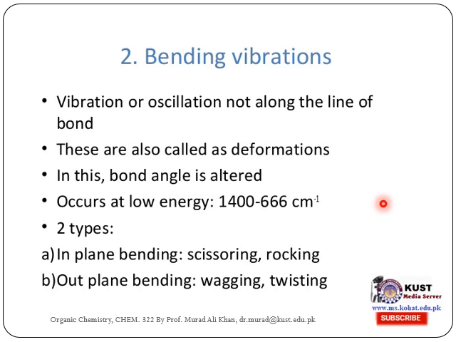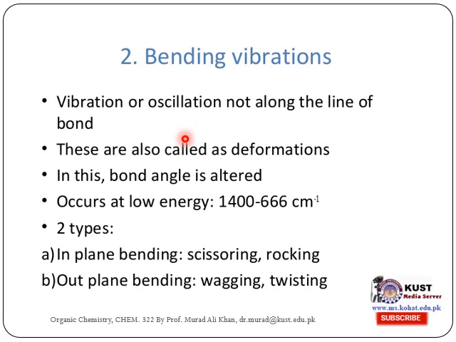Bending vibrations. This is the second type of vibrations. One was stretching and the other is bending. Vibration or oscillation not along the line of bond. These vibrations are also called deformations. In this, the bond angle is altered. In the stretching vibration, the bond length was changing, but in the bending vibrations, not the length, the angle is changed.